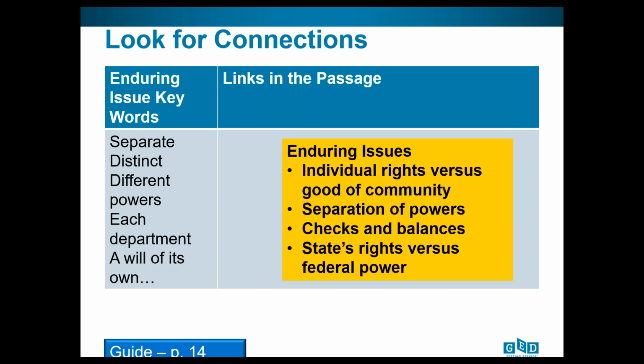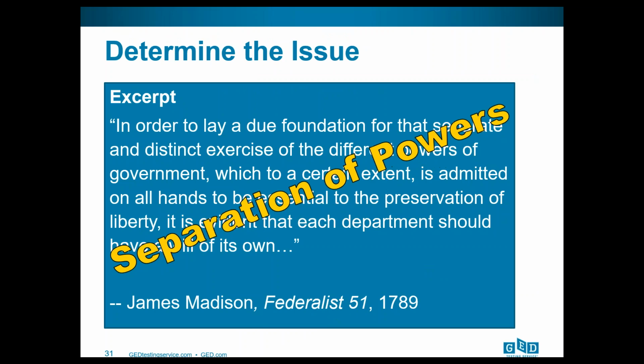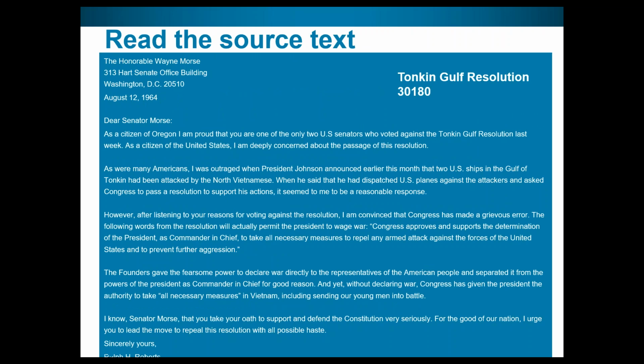So, with that in mind, I go for the separation of powers itself, which says that each part of the government has its own separate powers. Okay. So, now I've determined the issue is separation of powers. So let's see where I need to go next. Next I need to read my source text. And this text was actually paired up with a letter from Ralph Roberts to Senator Morse, and it revolved around the Tonkin Gulf Resolution.